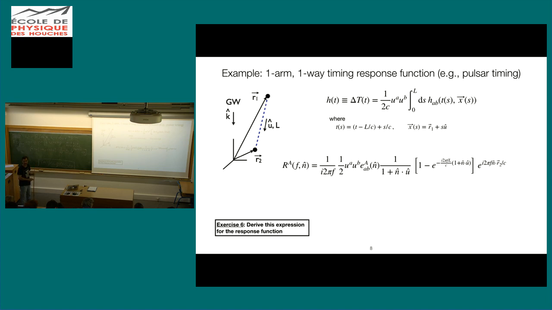Okay. So now what I want to do is I want to pull out this exponential factor. So I'm going to get 1 over i 2 pi f over c, 1 over 1 plus n dot u.